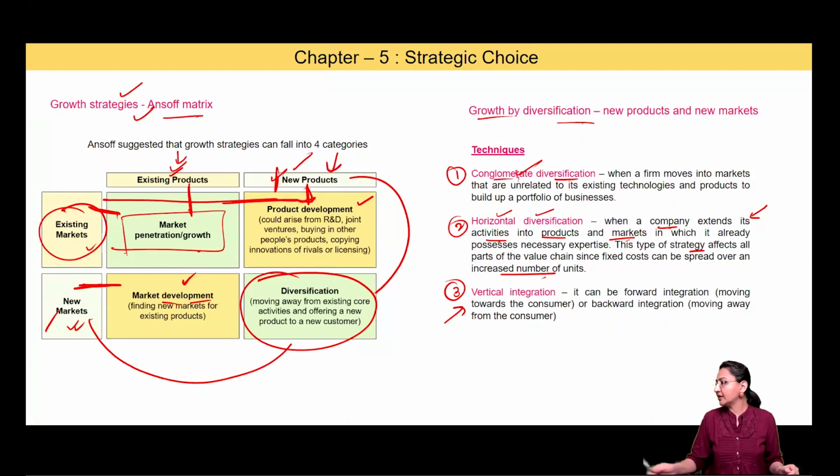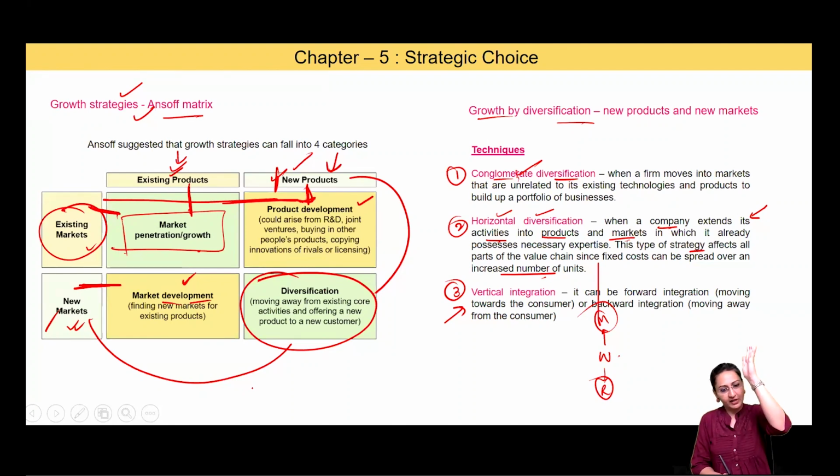Then comes vertical integration. Vertical integration will be when you are acquiring downward or upward. Downward means, let's suppose you are a wholesaler, you acquire the retailer, that is vertical integration. Let's suppose you are a wholesaler, you acquire the manufacturer. That means moving up and down. Moving up is towards the manufacturer, moving down is towards the customer. So remember, three words used for diversification: conglomerate, horizontal diversification or integration, and vertical integration.